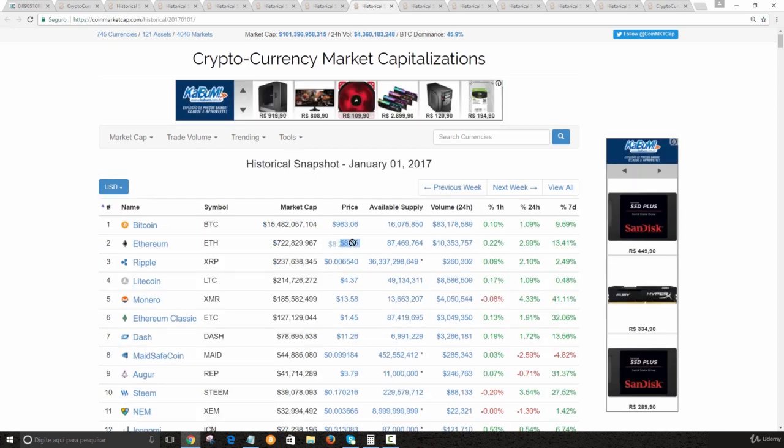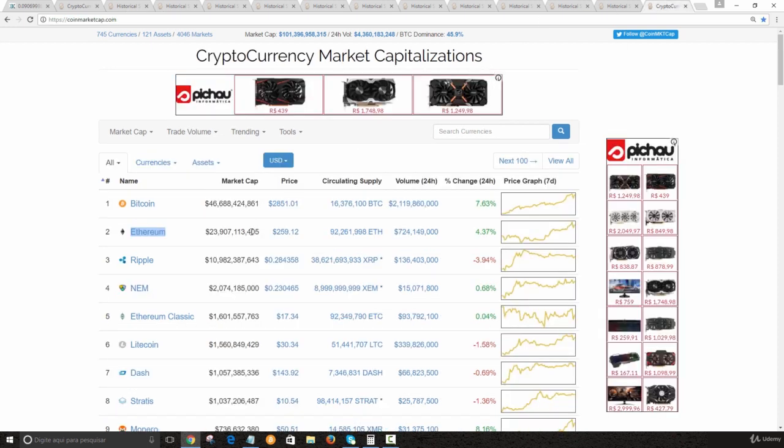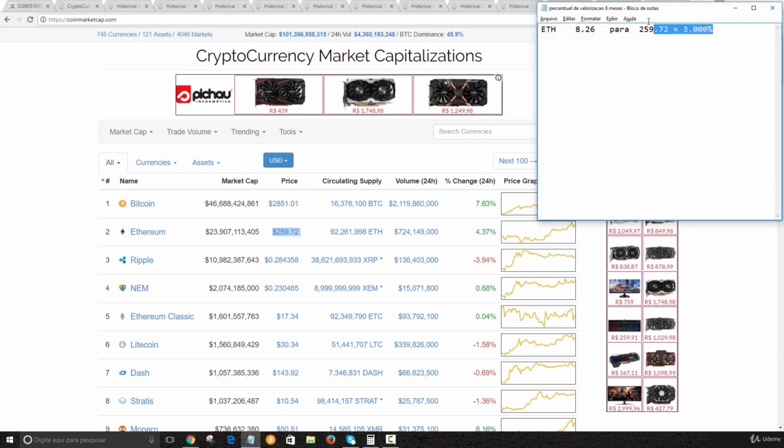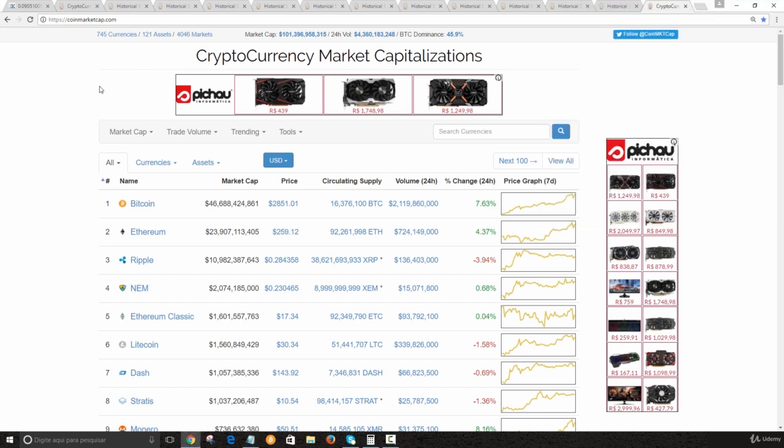Just to give you an idea, guys, 6 months ago, Ethereum was $8.26 on January 1st, and today it's $259. So this is exactly 3,000% of profit. This is our market. This is the mother website of information. This is where you're going to be able to compare all these currencies. So let's take a look at some more tools from the Coinmarketcap website.